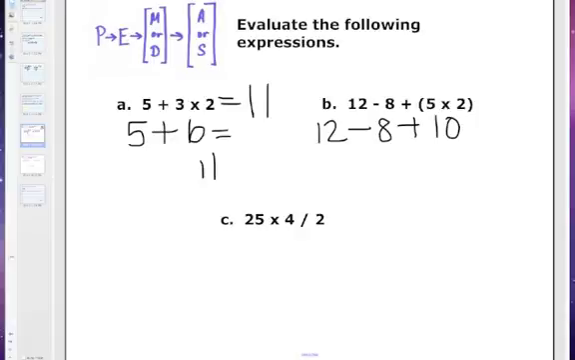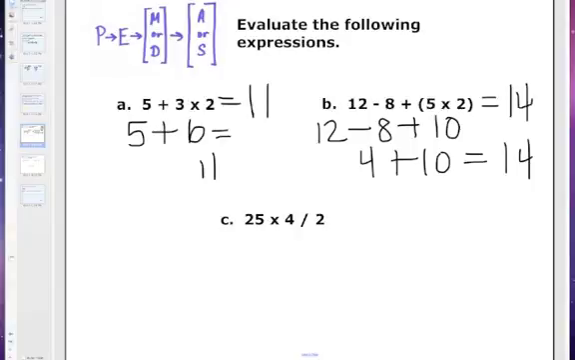Now I'm just down to addition or subtraction, and I have both in this case. But the order of operations says I do addition and subtraction from left to right. So in this case, subtraction comes first on the left. 12 minus 8 is 4. I bring down the rest of the expression, and now that I have only one operation, I can go ahead and solve. This expression is equal to 14 because 4 plus 10 is 14.